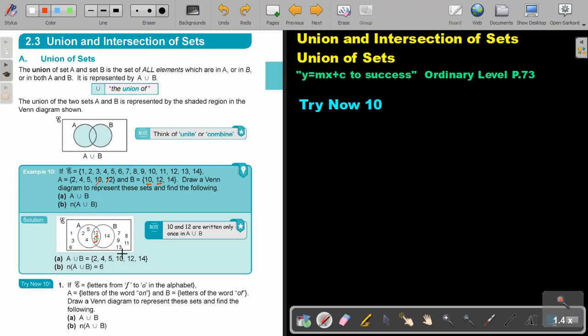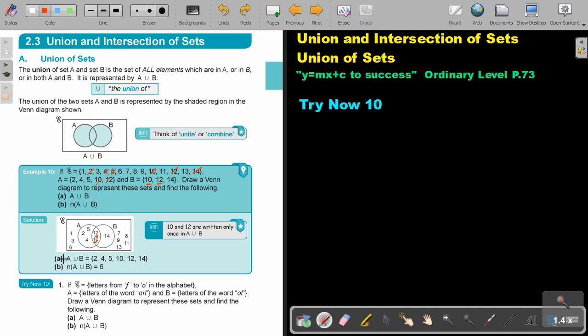And now I have to fill the rest. And remember what I said? Scratch. That's 2, 4, 5, 10, 12, and 14. So the rest will be 1, 3, 6, 7, 8, 9, 11, and 13. And I will place them around.